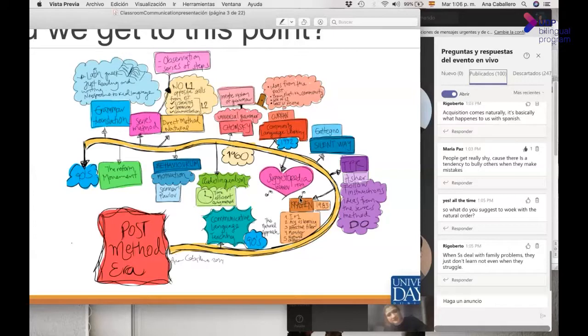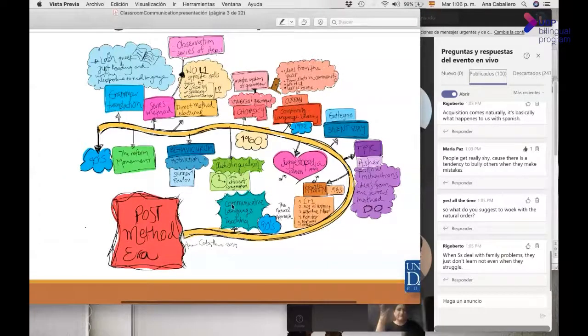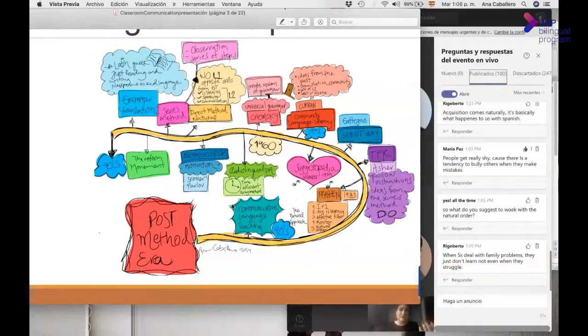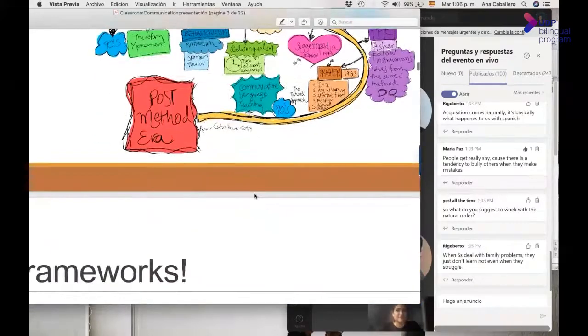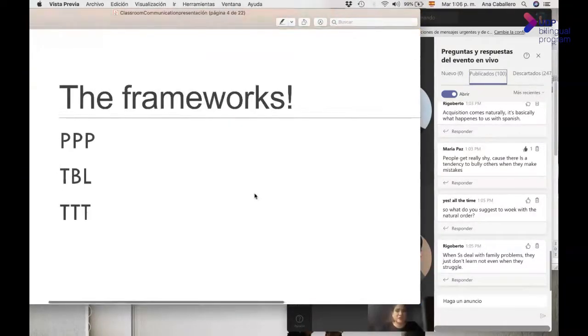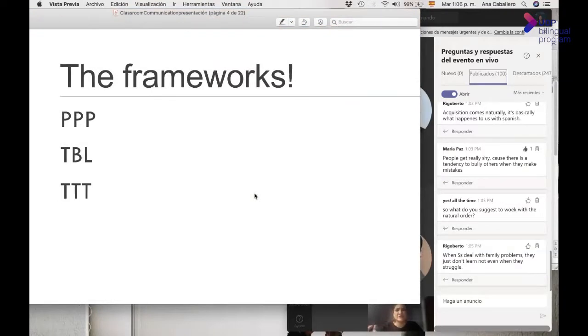So when the communicative language teaching approach started, there was a big discussion between task-based learning and communicative activities. So we are nowadays talking about the post-method era. And to do this, we have to review some of the frameworks. Yesterday's trainer talked about PPP. Remember, he mentioned presentation, practice, and production.